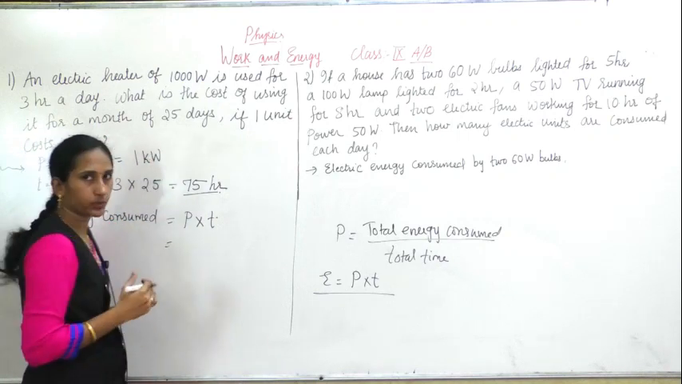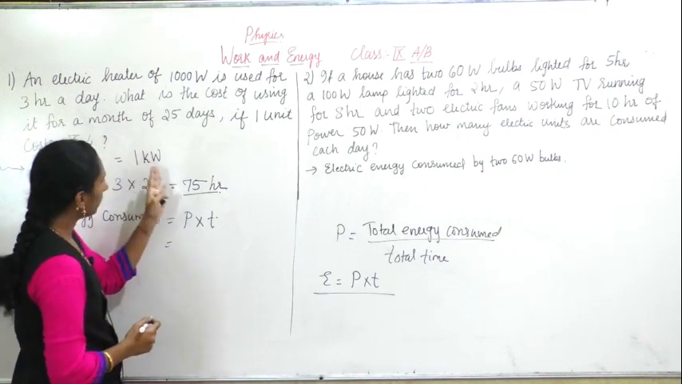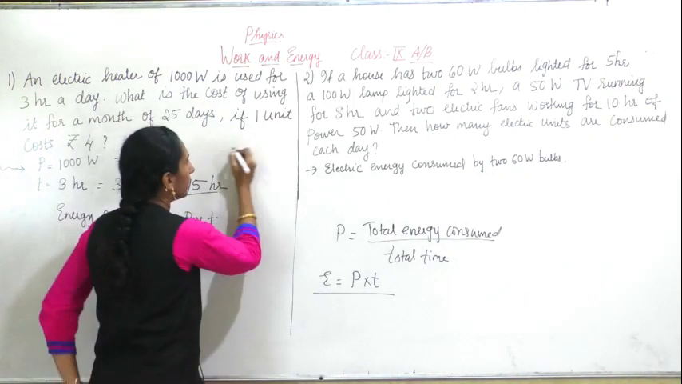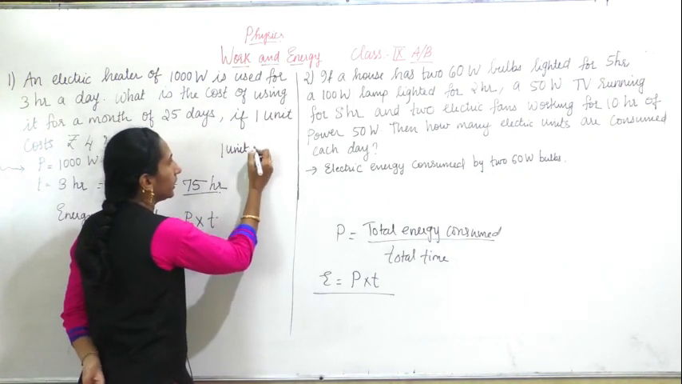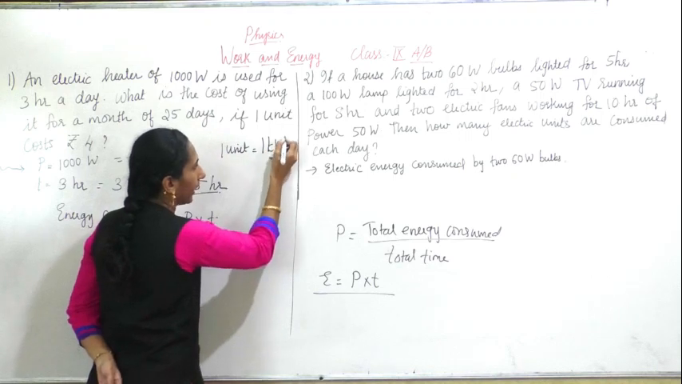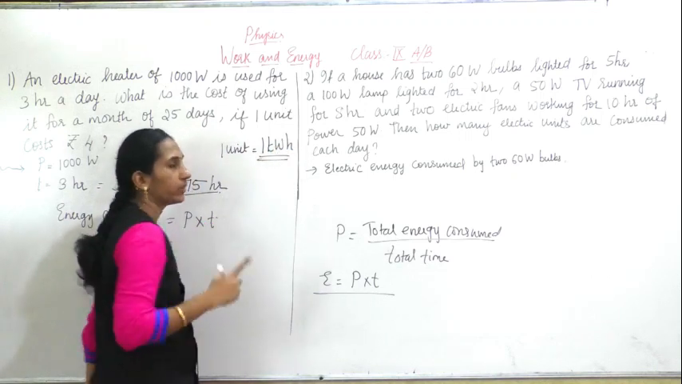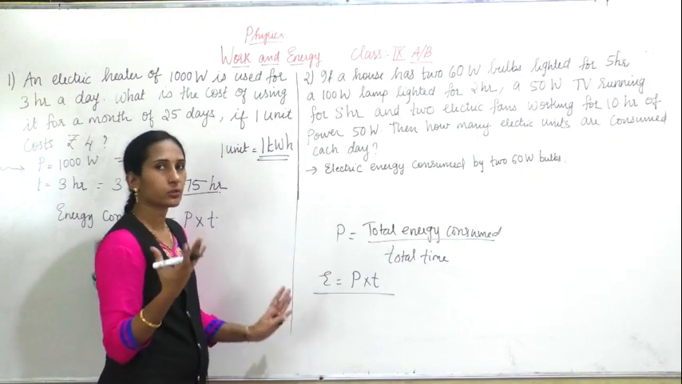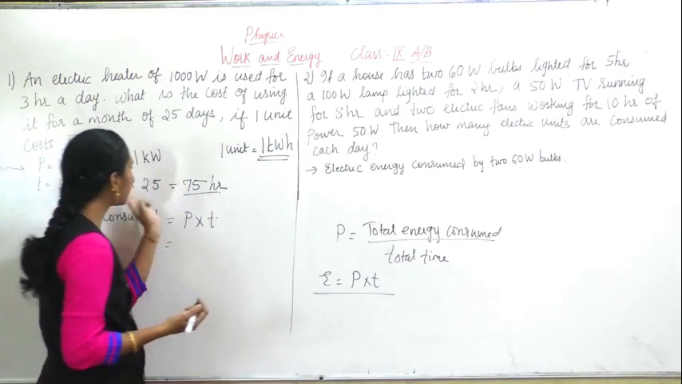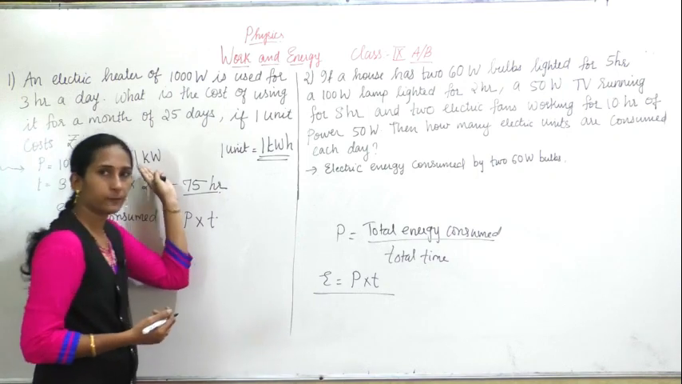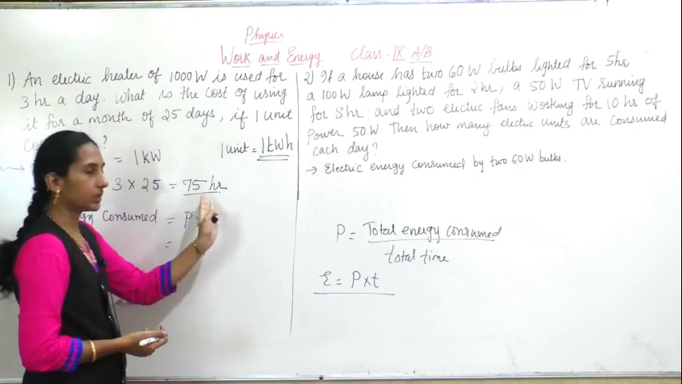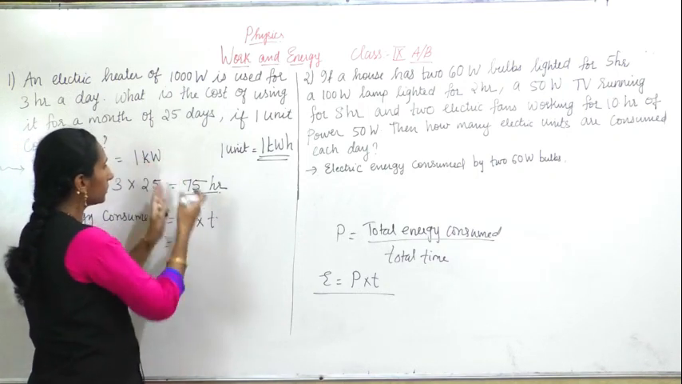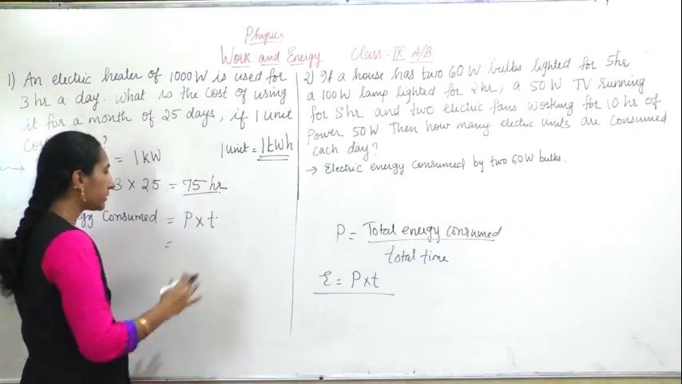This you know. As you know, you have to find 1 unit. What is 1 unit? 1 unit is equal to 1 kilowatt hour. This is very important. If you find difficulty in solving this, just keep the unit in mind and easily you can solve it. Here the power is in kilowatt and the time is in hour. If you multiply these two, you will get 1 unit. Very simple.